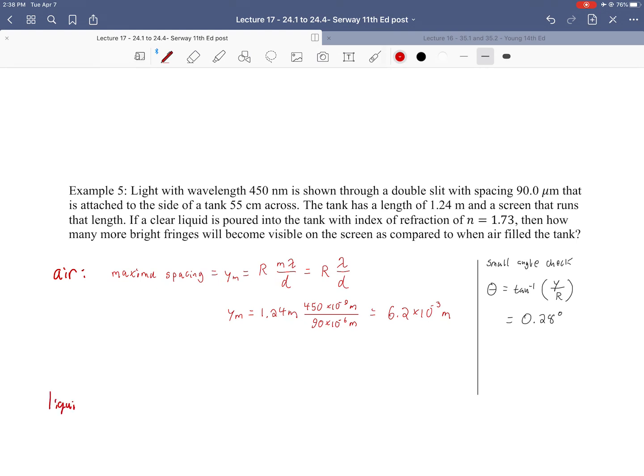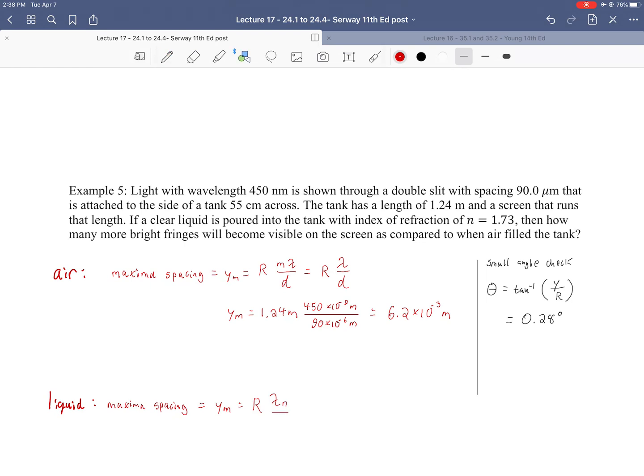So what's going to be different with the liquid? How does the liquid change things? Let's do that. I actually have one more thing I want to say about air, but let's go to the liquid. With the liquid, the Maxima spacing, that's again the spacing between maxima, not the maximum spacing between something else. It's the spacing of maxima. In that case, it's going to be r and then lambda, but lambda n.